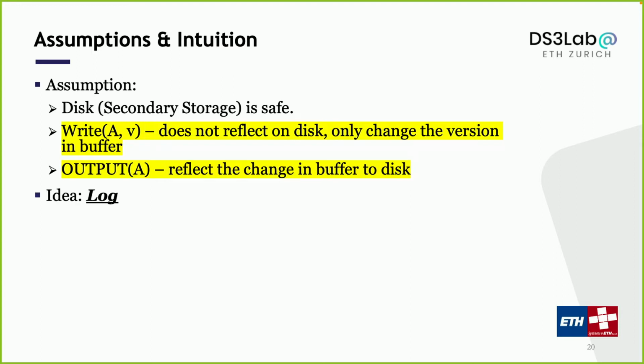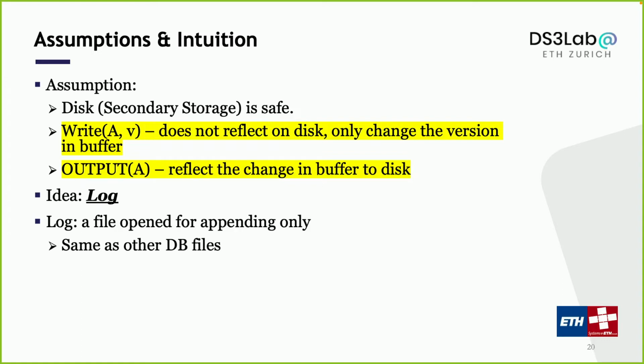The high-level idea of enabling undo or redo is by keeping a log. So what is a log? A log is a file, right, that is opened for appending only. There's no random access in a log. It's like a ledger, okay? You can keep adding things to the log, but you cannot do random access there, okay? So log is a file, open for appending only.